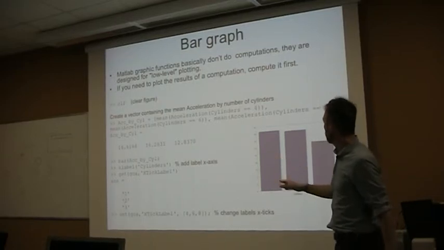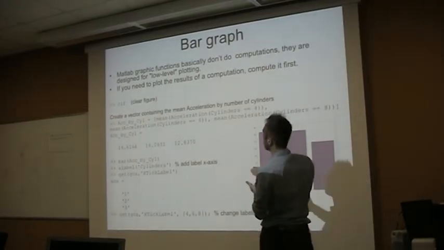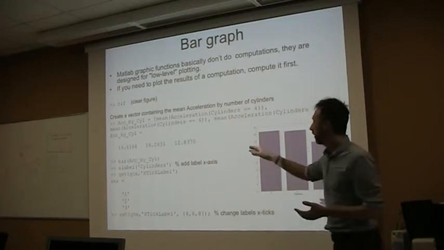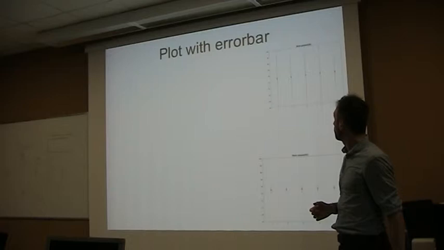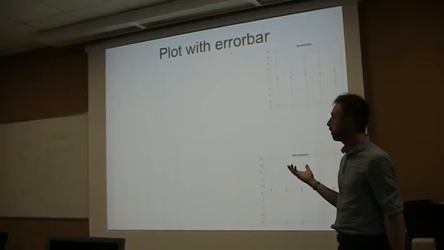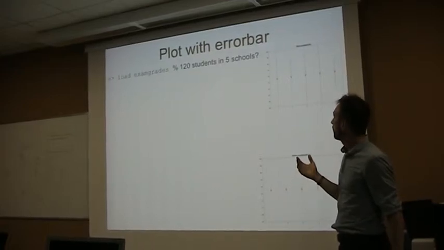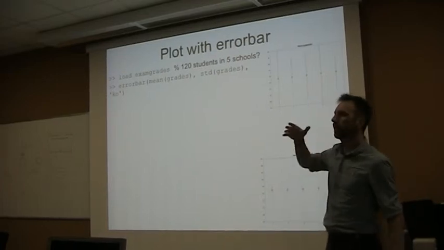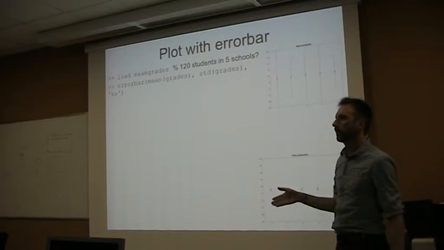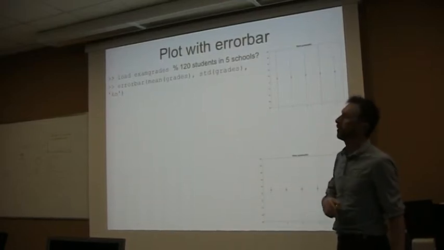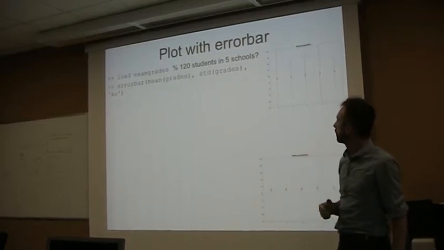Very easy to do. If you have a matrix with 3 columns, you just use bar in the name of the matrix. Really more important is to plot something with the error bar. For example, here I'm loading exam grades, so I think we already worked with this the other day. There's like 120 lines and 5 columns. Let's say, for example, these are 120 students in 5 different schools.